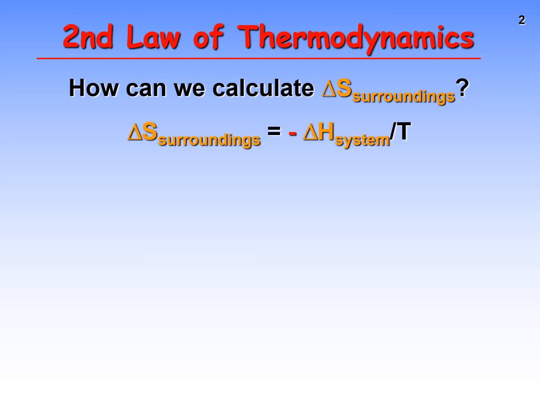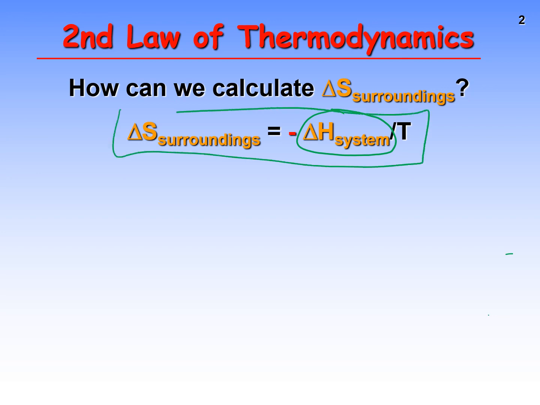So how do we calculate delta S of surroundings? Because it's the energy dispersal component, it's way more related to delta H of our system. And so we have this equation here: delta S of our surroundings is equal to negative delta H of our system divided by T. Now this T has to be in Kelvin. And there are some other small issues that we'll talk about as we go through this.